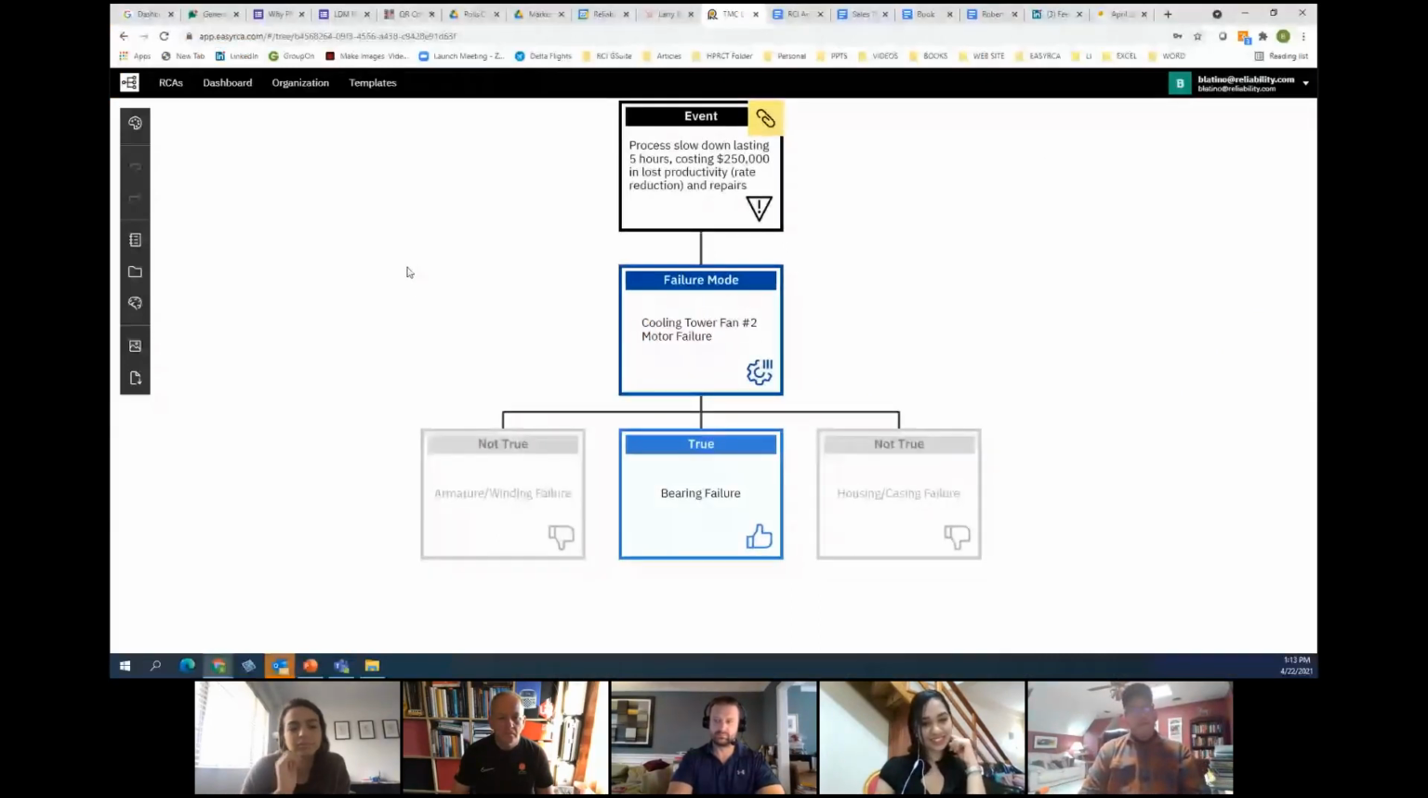Okay. Now, notice in here that the event in this case is going to be the process slowdown lasting 5 hours, costing $250,000. In terms of a logic tree, I want you to understand that the only block that your leadership is really going to be interested in is that one, because they don't care about why a bearing failed. They don't want to hear about lubrication related things. They don't want to hear about overload. They just know that in that black block right there, that failure cost that much money and cost us production.